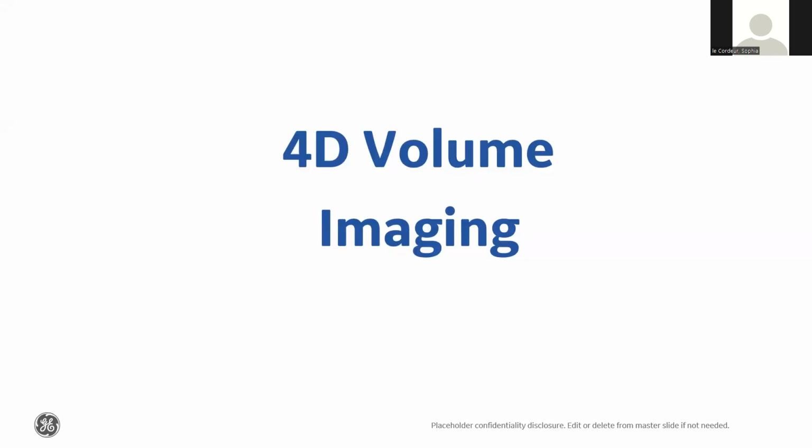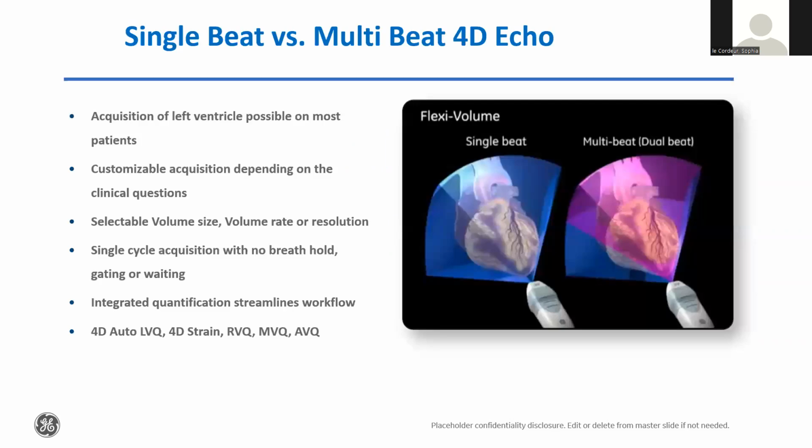Then let's go talk about 4D volume acquisition. In 4D volume acquisition, we have two ways of acquiring the full volume. You can do it with single beat or multi-beat. What is the difference? This is a question that always comes up. Which one's better for acquisition?